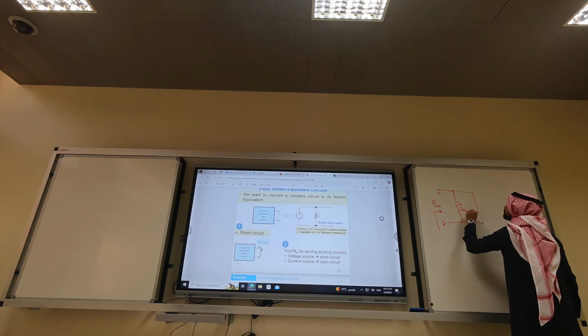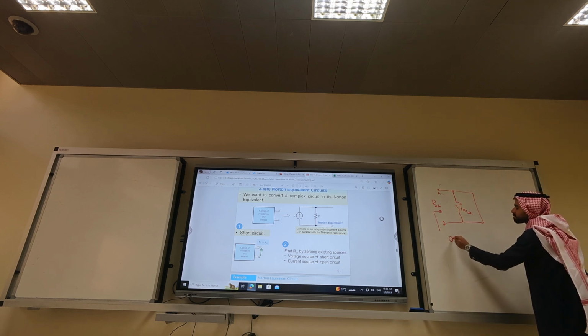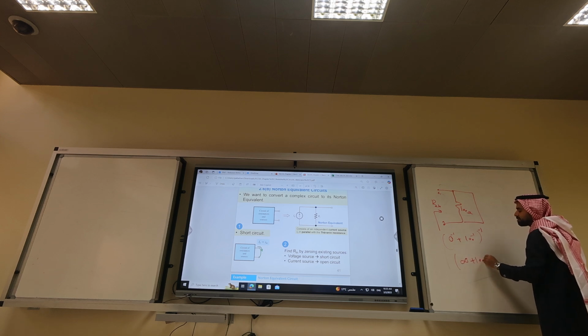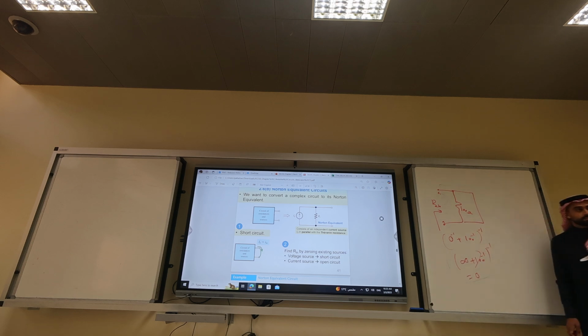This is 100 ohm. 0. Why? Because the current will not go through. Because electrons are smart, right? Let's do it by math. 0 inverse plus 100 inverse, all inverse. What is 0 inverse? Infinity. Plus 100 inverse, all inverse. 0. Get it? Get it?